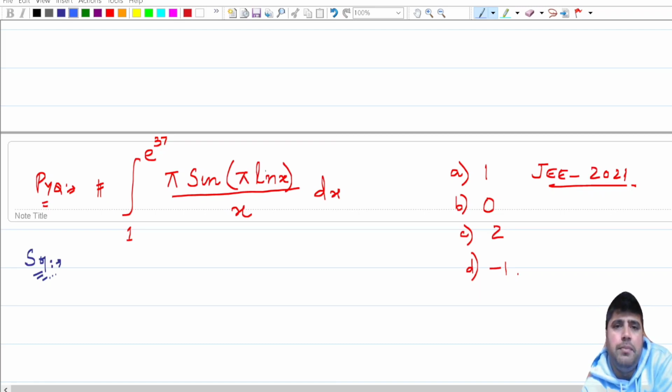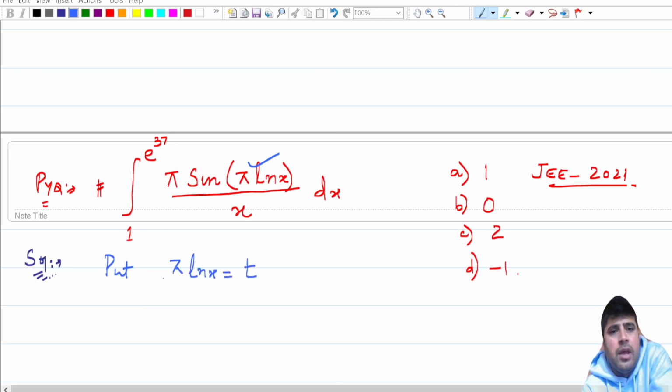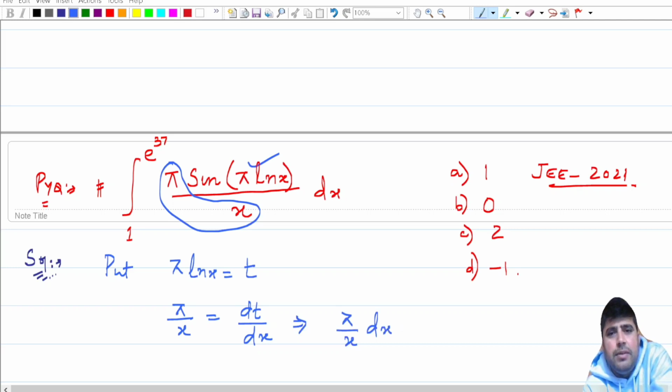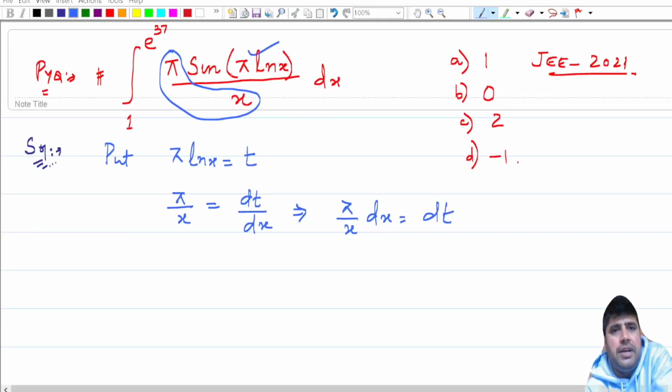Keep it in view that we will use the substitution method, because pi ln of x will give you the 1 by x. Okay. Now proceeding, put pi ln of x equal to t. So it will be equal to pi divided by x is equal to dt divided by dx. Okay, this pi divided by x and dx will be equal to dt. Okay, almost half of the question is done, but we have to change the limits as well. Okay, this is sine x dx.